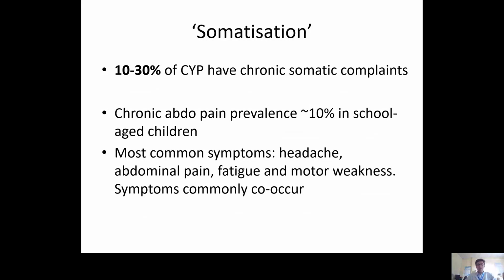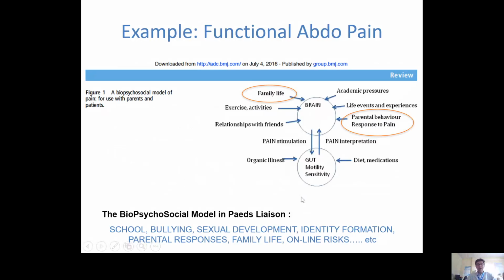And what's really important is how people respond to something like abdominal pain. So this is from a good paper in the BMJ that shows that family life and parental response to pain are just as important in how pain is perceived by a child as all of the physical factors.